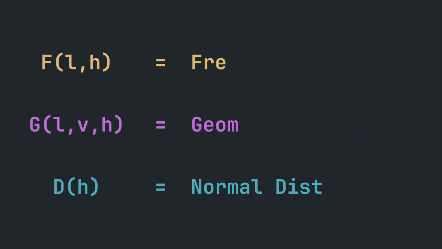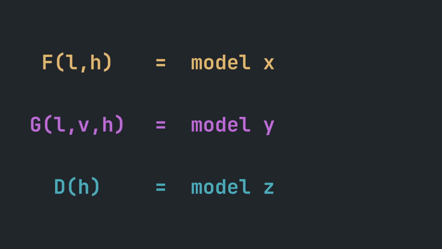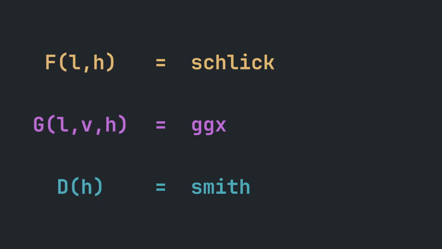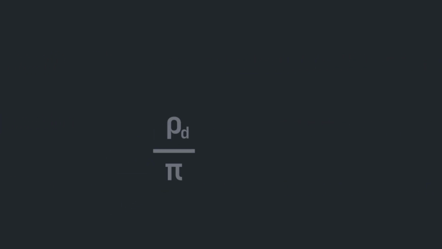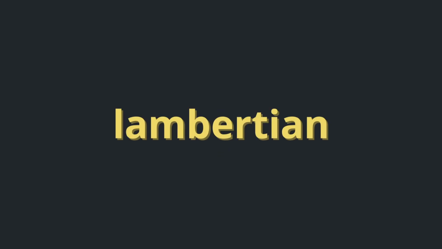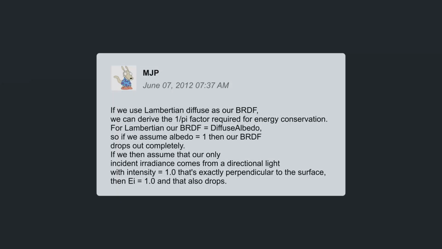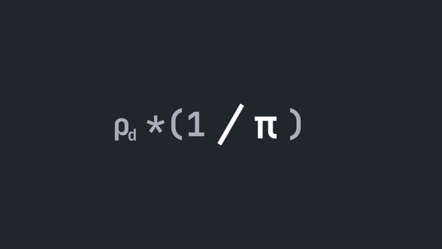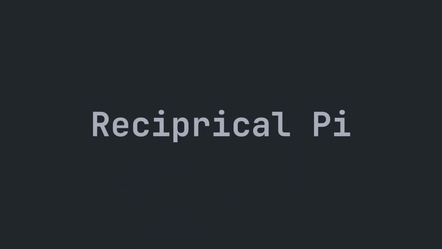Each of these can be modeled with different functions. Common ones include Schlick's approximation for Fresnel, GGX for geometry, and Smith for normal distribution. And for the diffuse part, it's usually modeled with a simple Lambertian model, just like we did before. The key difference now is energy conservation. To achieve this, we divide the color by pi, or multiply by 1 divided by pi, a process known as reciprocal pi.